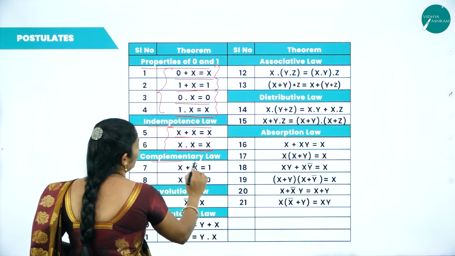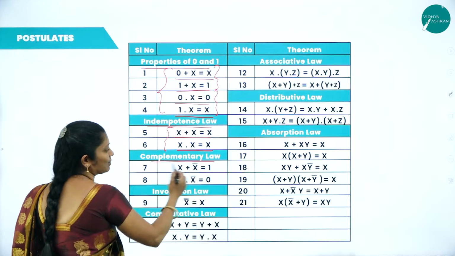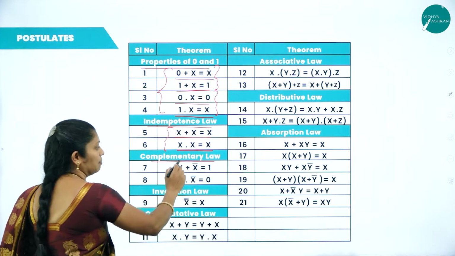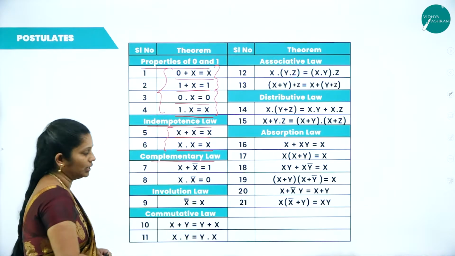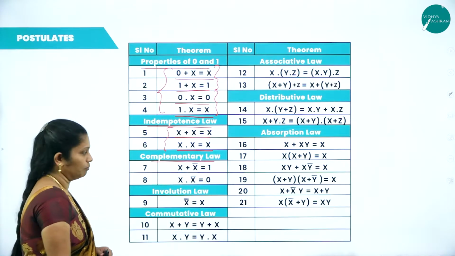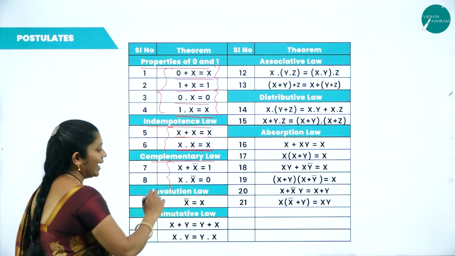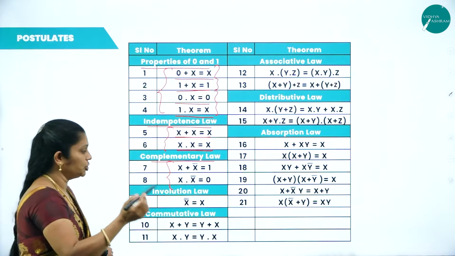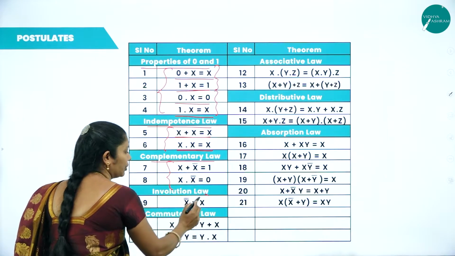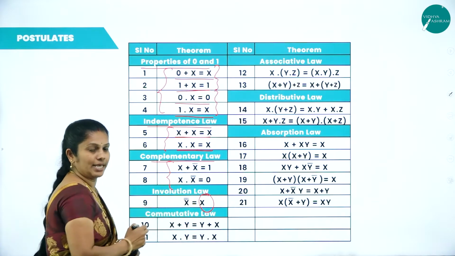Next one, the complementarity law. The complementarity law states that x plus x bar equals 1. If the operator in between is plus, that is x plus x bar, then the output becomes 1 here. In the same way, x into x bar equals 0 here. These are the two complementarity laws. And the next one is the involution law. The involution law states that when the variable is complemented twice, then we get the original value once again. That is x double bar equals x.